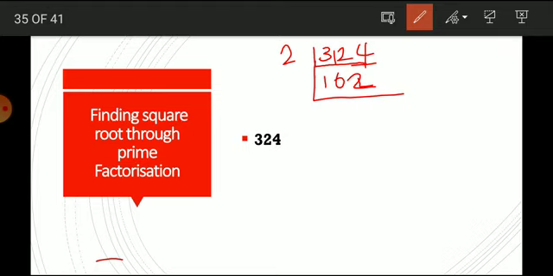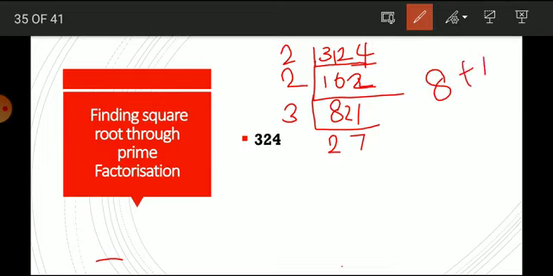Then again the ones digit is even, so we take a 2. 8 2's are 16. Then 1 2 is 2. Then 3. 2 3's are 6. Then the remaining is 2. 7 3's are 21. If we want to find out whether the number divides by 3, we just add 8 plus 1. Not for this number only, we can use it for all numbers. If we add these two numbers, that is 9. If the sum comes to a multiple of 3, then the number is definitely divisible by 3.